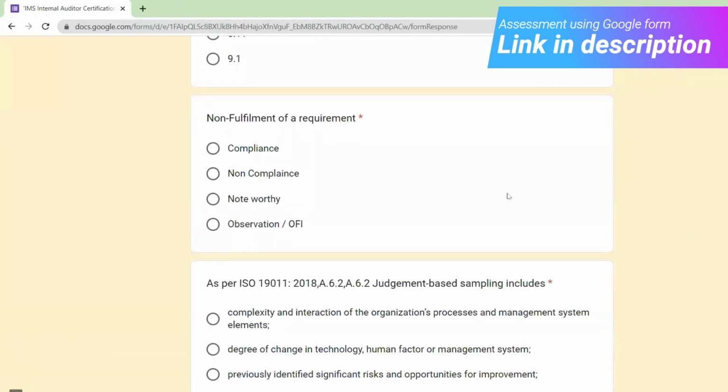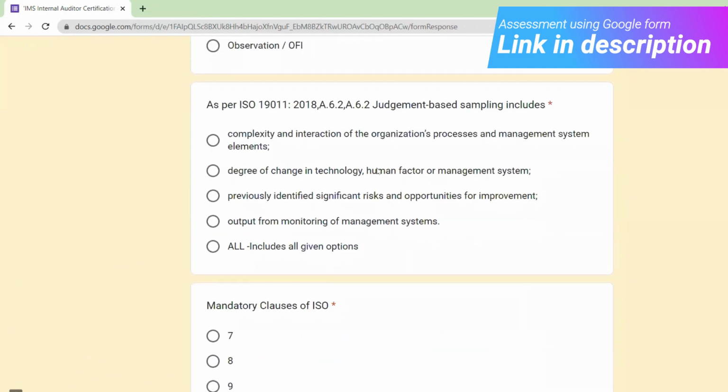Non-fulfillment of a requirement is called non-conformance. And again, as part of the ISO 19011 question on judgment-based audit, you will go with the complexity and interaction, degree of change, previously identified significant risks and opportunities, output from the monitoring of the management system like management reviews and all that. All given options.